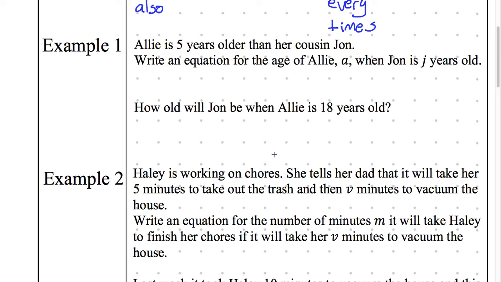Allie is 5 years older than her cousin John. Write an equation for the age of Allie A when John is J years old.